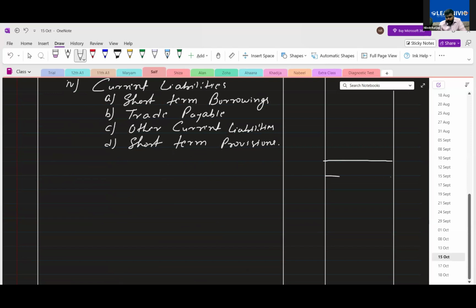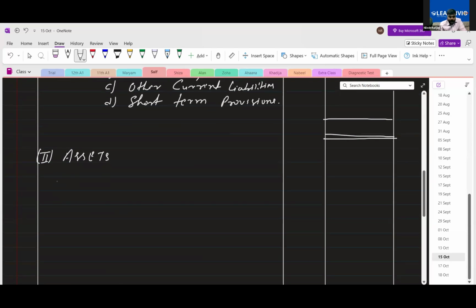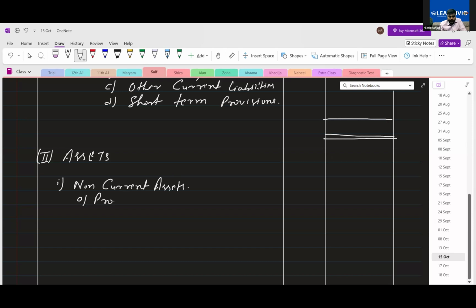So the total will be written here. And after that, we will start the asset side. Under the asset side, there will be non-current assets. And under non-current assets, the first item is property, plant, and equipment.